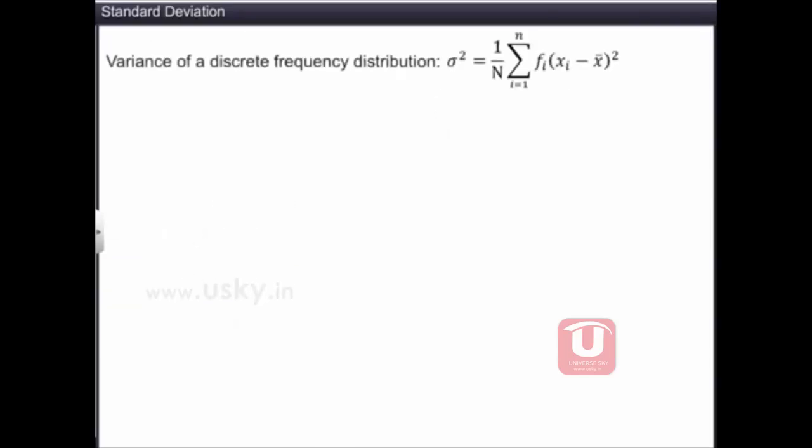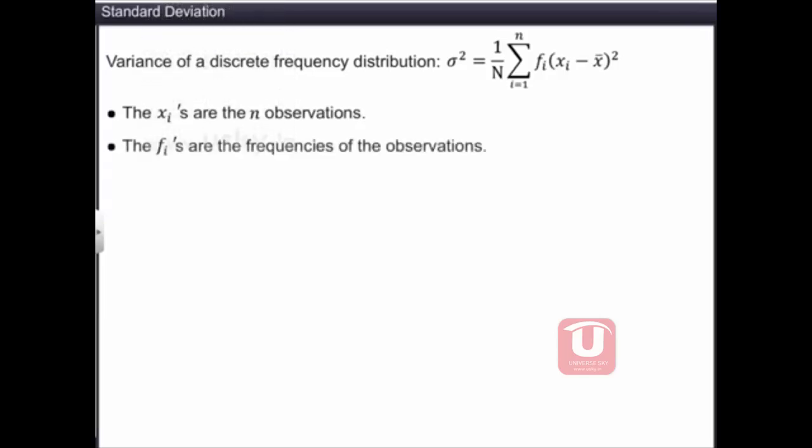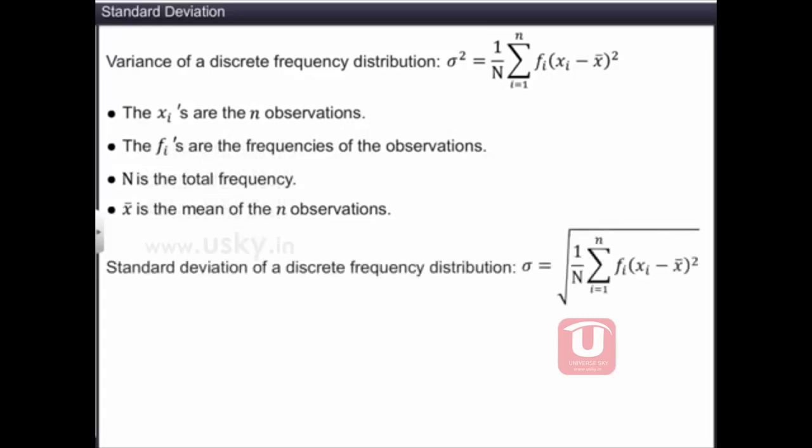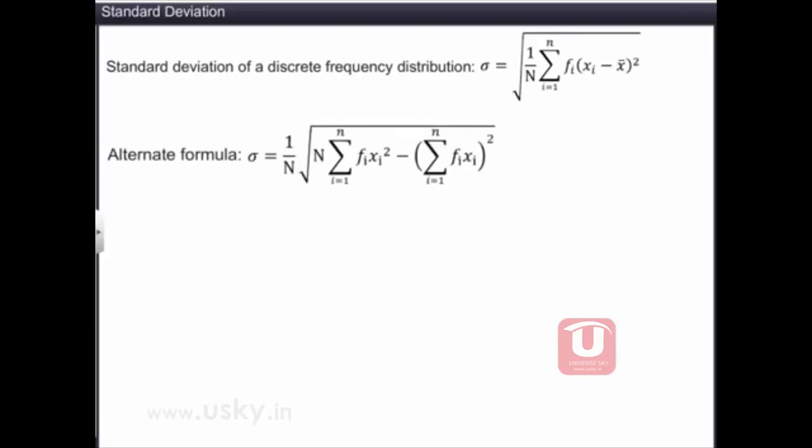We know the formula for the variance of a discrete frequency distribution. Here, the xi's are the n observations and the fi's are the frequencies of the observations. N is the total frequency and x bar is the mean of the given observations. Thus, this expression is the formula for the standard deviation of a discrete frequency distribution. The alternate formula for the standard deviation of a discrete frequency distribution is as shown.